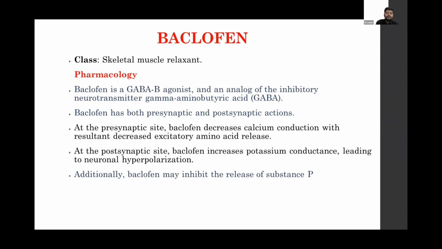Baclofen, it is a skeletal muscle relaxant. Baclofen is a GABA B agonist and analog of the inhibitory neurotransmitter gamma aminobutyric acid, GABA. So it is a GABA analog and has a presynaptic and postsynaptic action. At the presynaptic site, baclofen decreases the calcium conduction with resultant decreased excitatory amino acid release. And at the postsynaptic site, baclofen increases the potassium conductance, leading to neuronal hyperpolarization. Additionally, baclofen may inhibit the release of substance P.